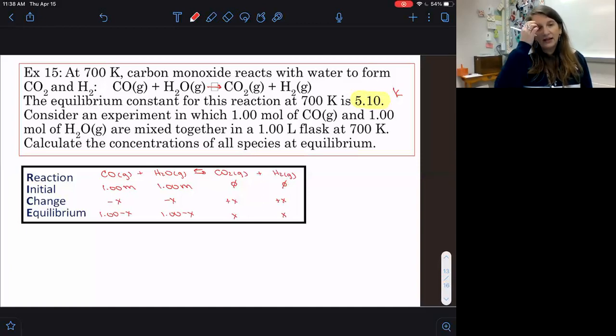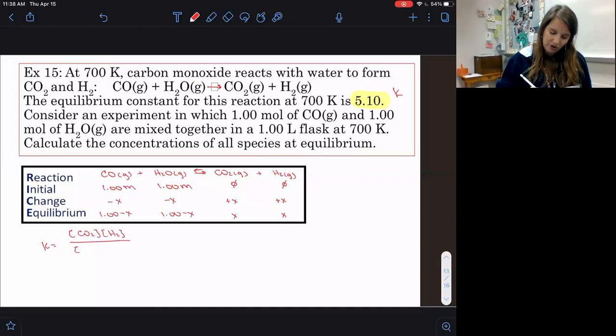Now, before we do any kind of calculation, we're going to write our equilibrium expression. So our equilibrium expression is going to equal the concentration of the carbon dioxide times the concentration of the hydrogen over the concentration of the carbon monoxide and water. Remember, only gases and aqueous solutions are going to go into our equilibrium expression. So now that we have our equilibrium expression, we can go ahead and plug our values in.